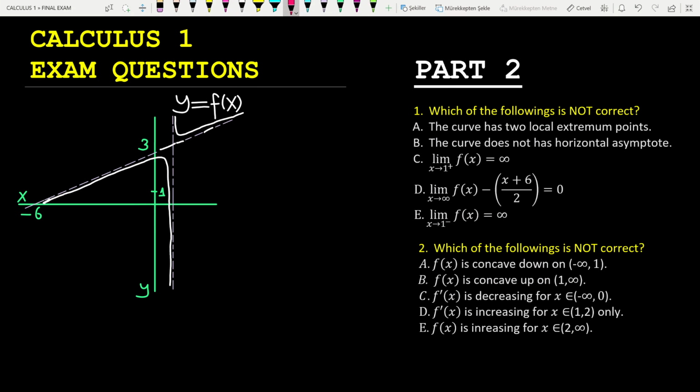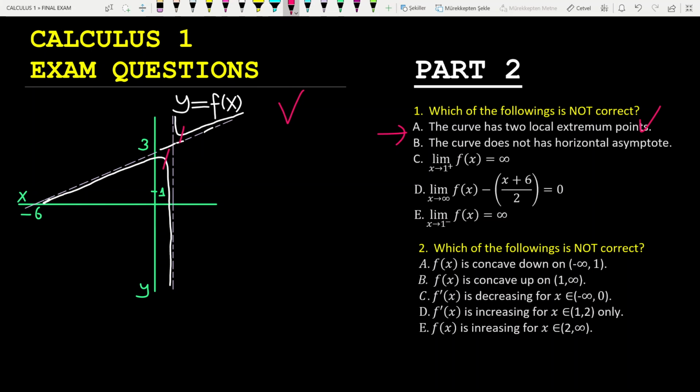The graph of f is given on the left hand side of the page, and the question is requested to find which one is not correct. A. The curve has 2 local extremum points. When you look at the graph, you see that you have one local minimum, one local maximum point. So this is correct.